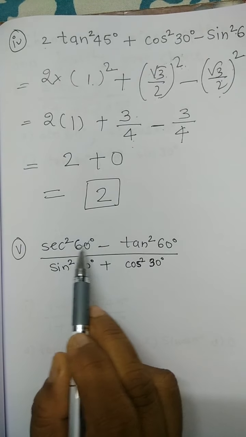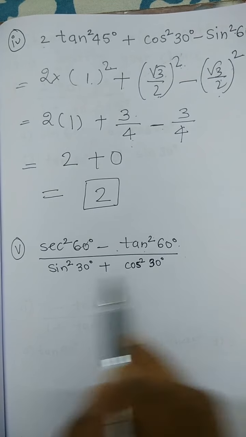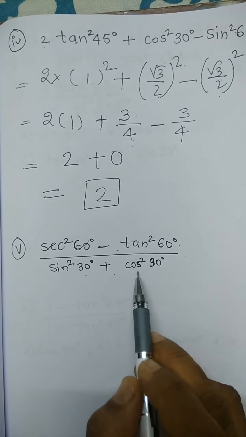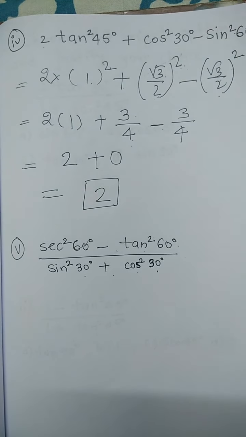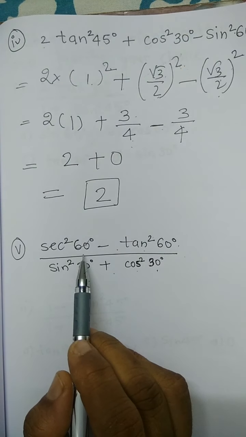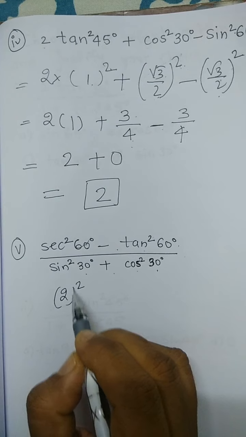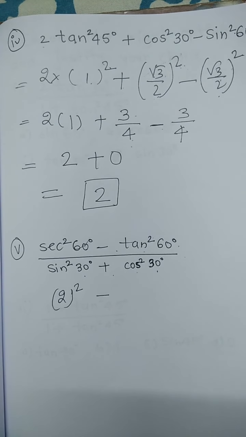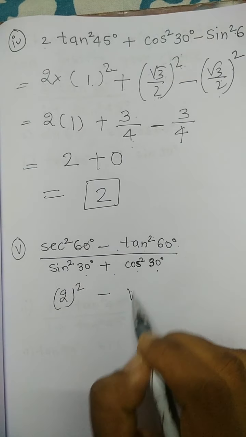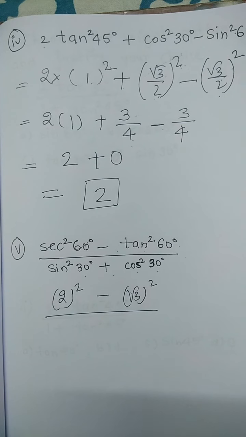Sec square 60 degree minus tan square 60 degree, whole upon sin square 30 degree plus cos square 30 degree. What is the value of sec 60? Sec 60 degree is 2. So it will be 2 square minus tan 60 degree. What is the value of tan 60? Root 3 whole square upon, what will you get?